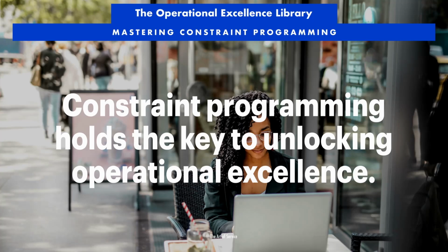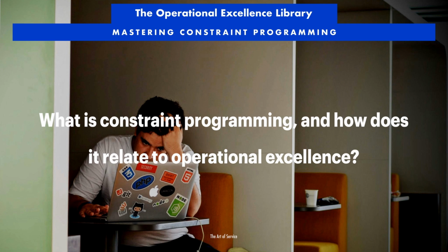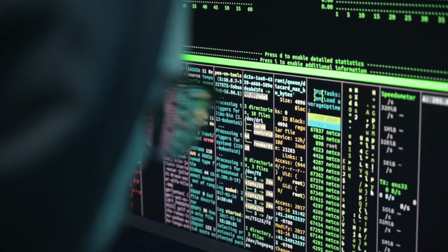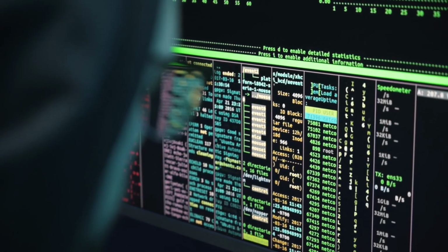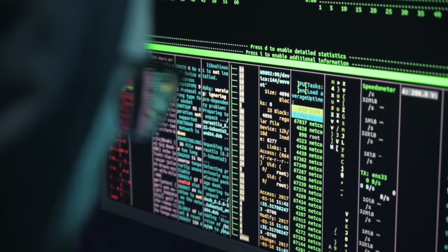Mastering constraint programming. Constraint programming holds the key to unlocking operational excellence. How can constraint programming contribute to achieving operational excellence, and what essential principles and techniques does it entail to optimize business processes and resource allocation? The pursuit of operational excellence, a journey of constraint programming.